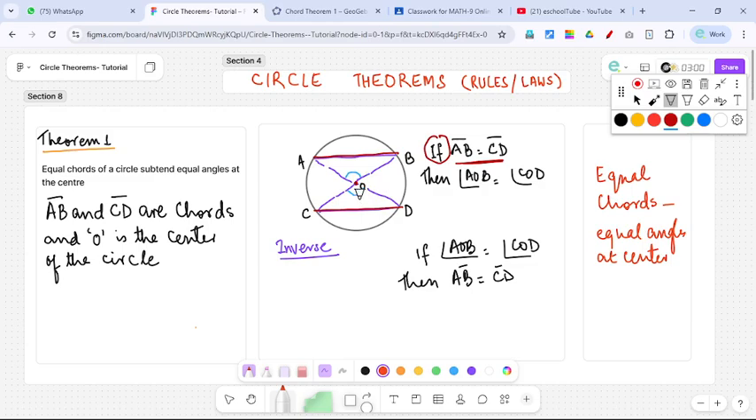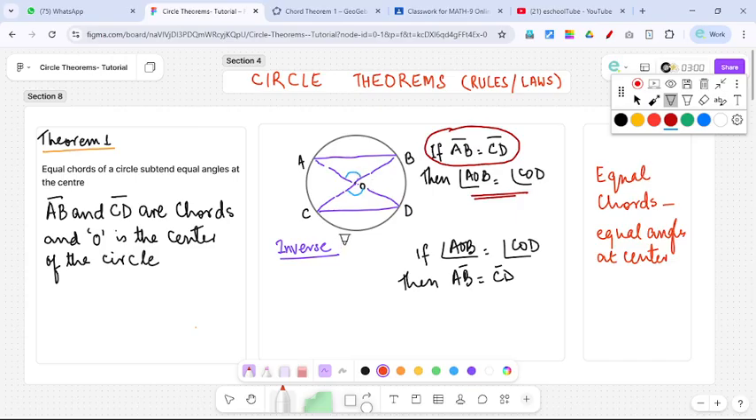What angles are they making? They are making angle AOB and angle COD. So the explanation of the theorem is that if AB is equal to CD, if two chords are equal, then the angles made at the center are also equal.